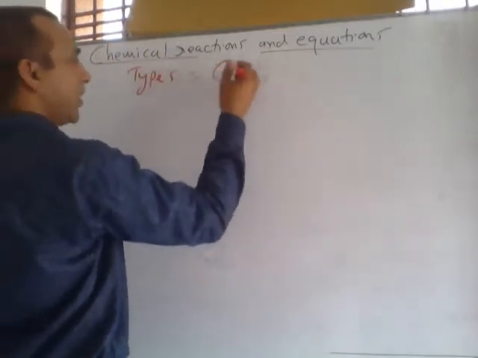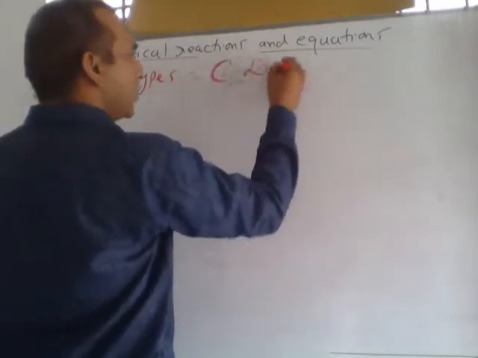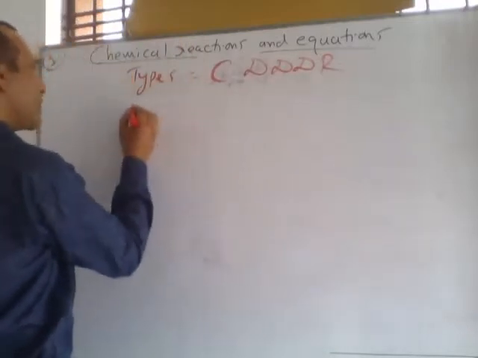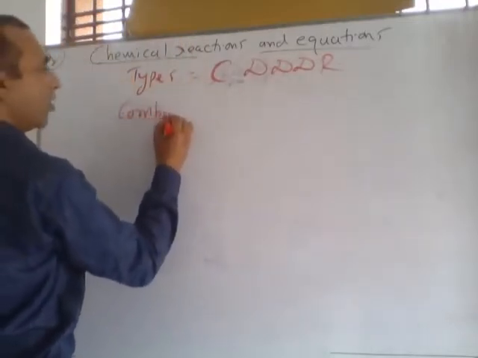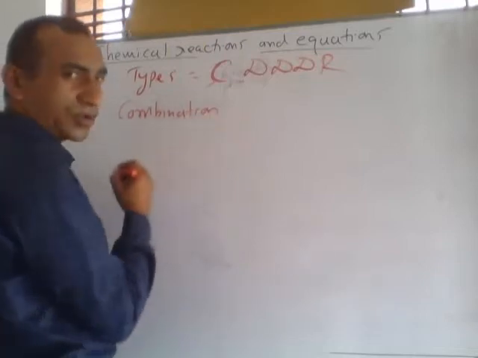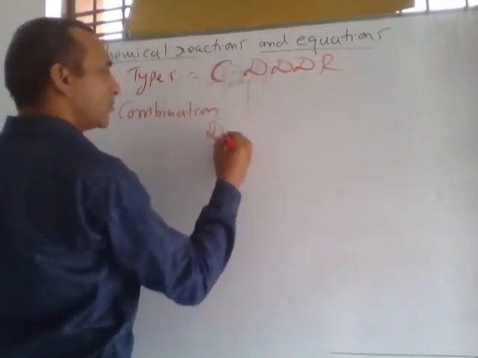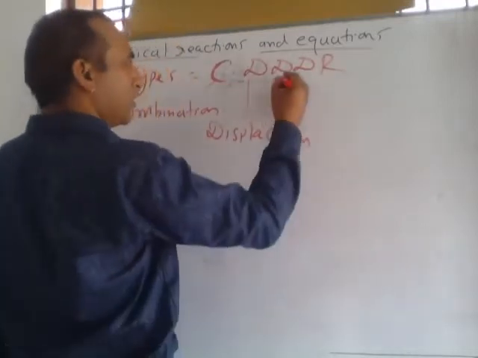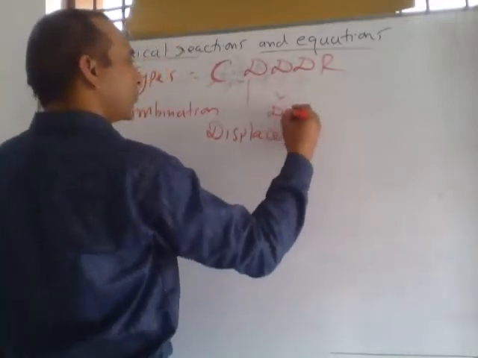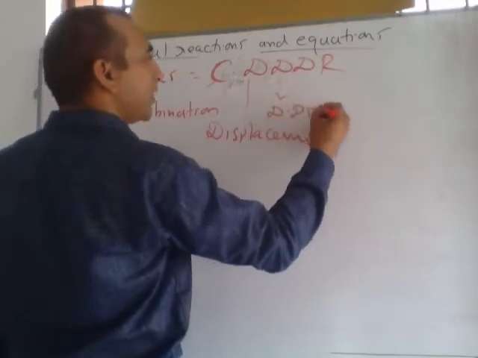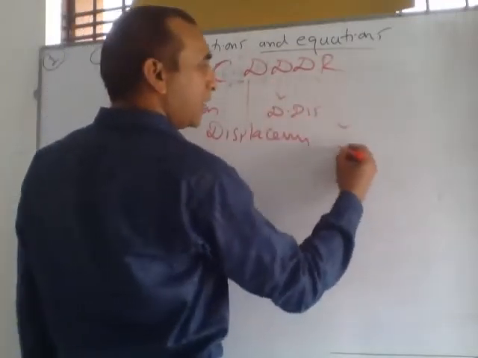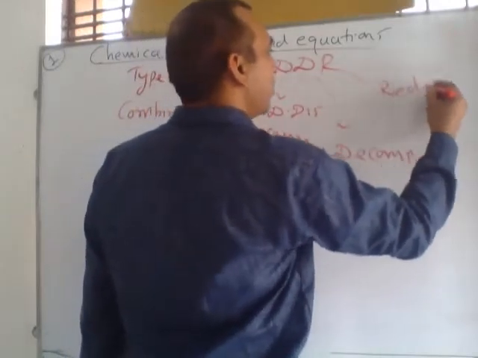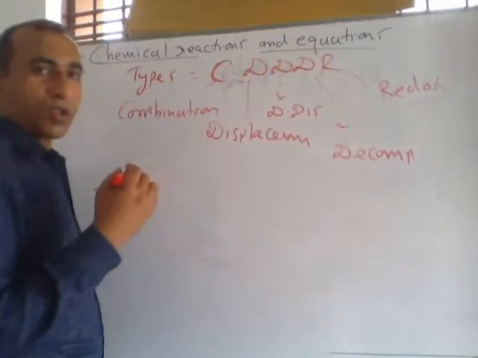We can remember reactions by the district C, D, D, D, R. The C stands for combination reactions. D means displacement reactions. This D is double displacement reaction. This D is decomposition reaction, and last is redox reaction.